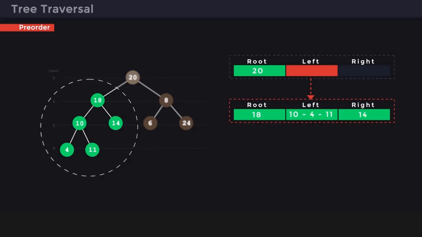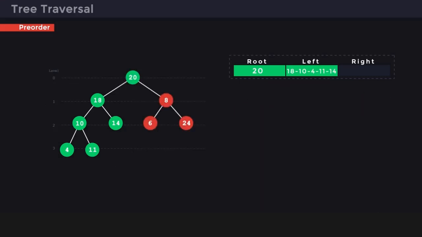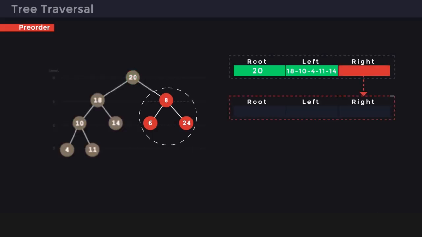Now traversing the left subtree is completed. Therefore, step backward and put all these values into the left list of the first step. And now it's time to traverse the right subtree. On the right, first visit the root and put it into the root list. Then put 6 in the left list and 24 into the right list.